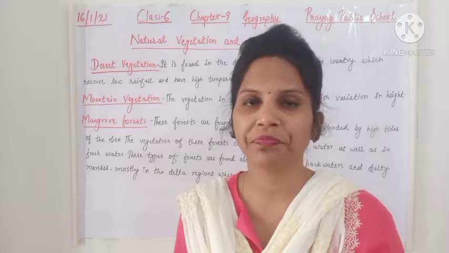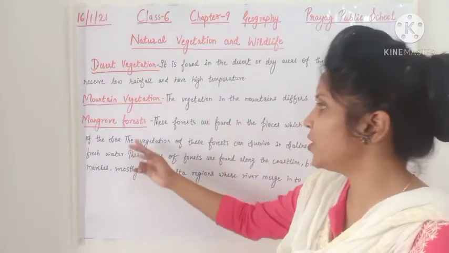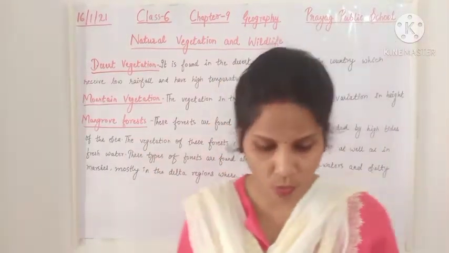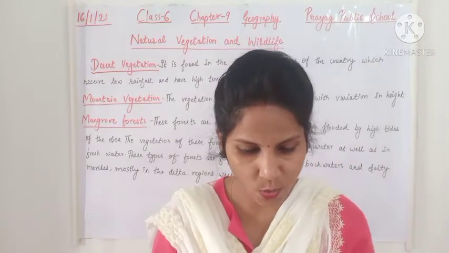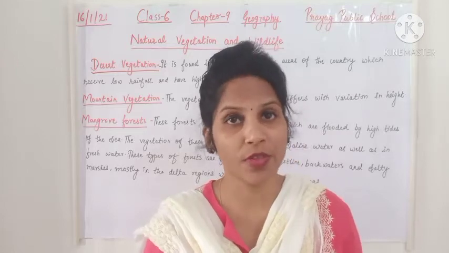Okay, clear? Now the third type of vegetation is mangrove forest. What are mangrove forests? The forests are found in places which are flooded by high tides of the sea.